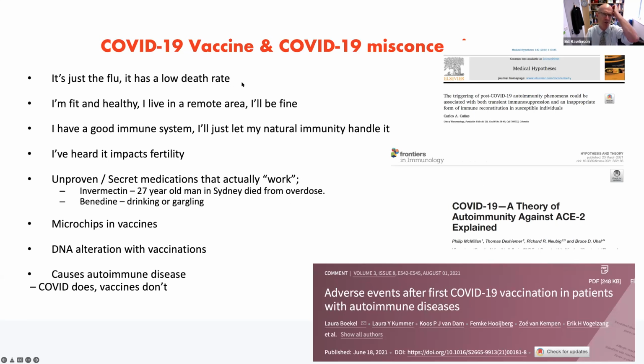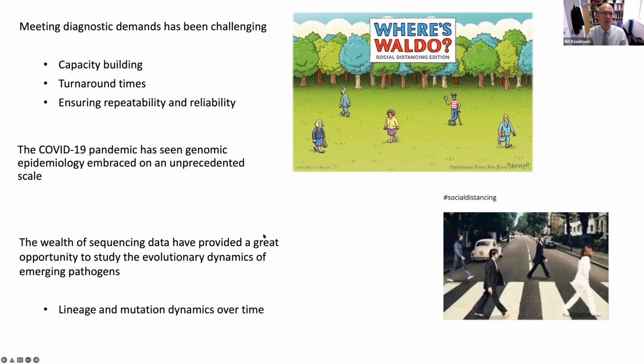It does have a low death rate once you get up to numbers, but particularly if you look in at-risk people, that death rate goes up significantly. At-risk people like the elderly or those who have suppressed immunity. Ivermectin doesn't work. There are no microchips, and COVID can be associated with changes of autoimmunity, and there's good evidence for that, but vaccines definitely don't cause it.